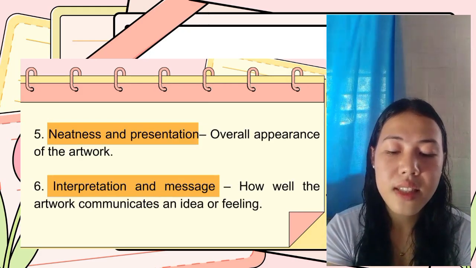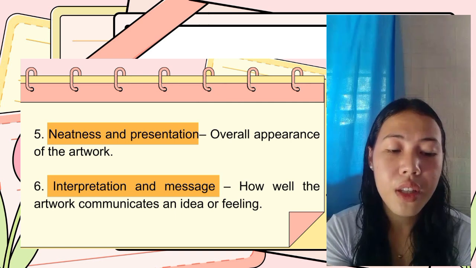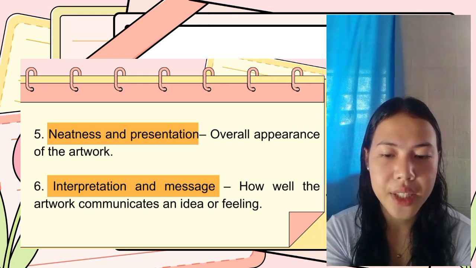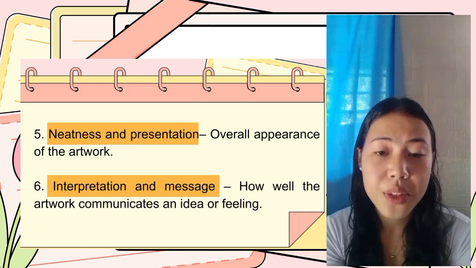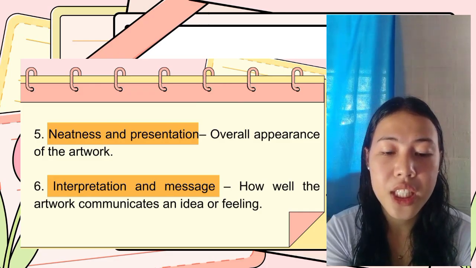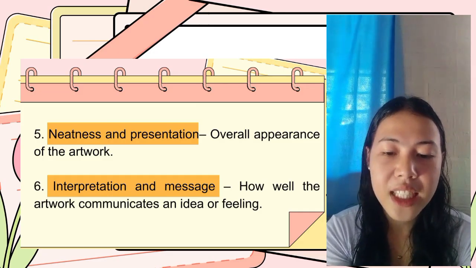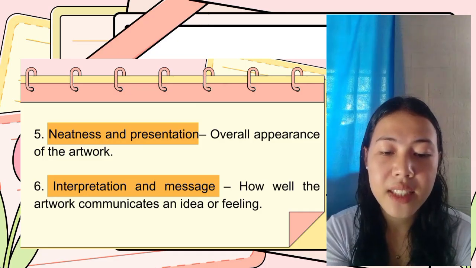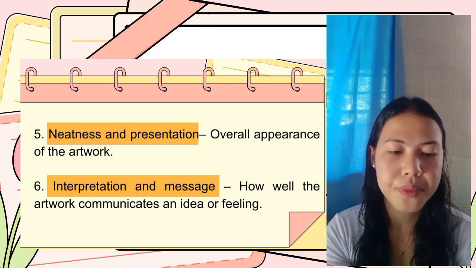So next is neatness and presentation. Overall appearance of the artwork. This criterion looks at how clean, organized, and carefully finished the artwork is. Neatness reflects respect for the art materials and pride in one's work, while good presentation enhances the artwork's impact.